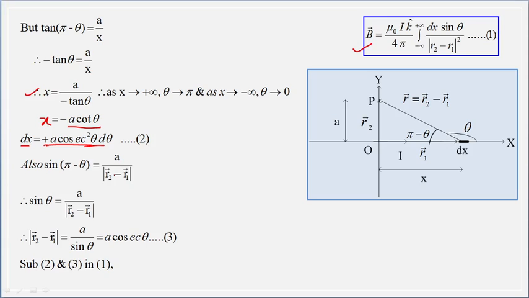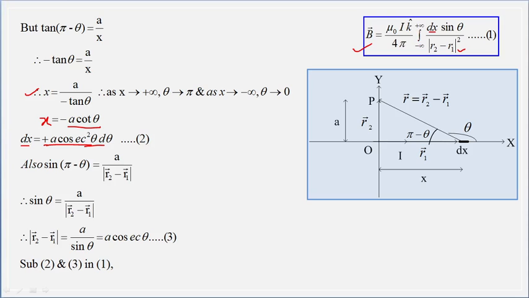Sine of pi minus theta you can expand, and you will get sine theta. When you simplify this, you get modulus of vector r2 minus vector r1 equal to a divided by sine theta. 1 by sine theta is cosec theta, so this is a cosec theta. So we have written modulus of r2 minus r1 in terms of theta, and also dx in terms of theta. Now we have to get the limits.